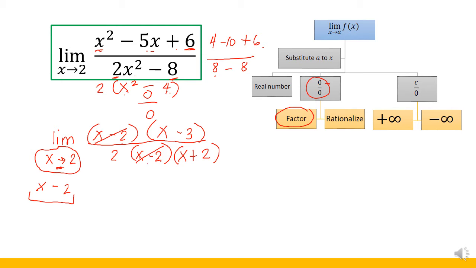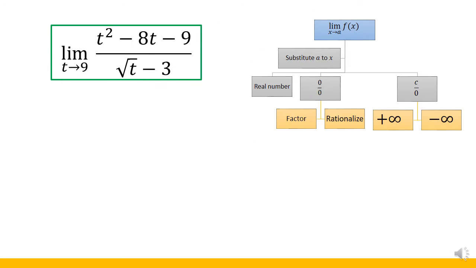So what you have now is x minus 3 over 2 times x plus 2. And as x approaches 2, we are now ready to substitute. We have 2 minus 3, which is negative 1. And then we have 2 times 2 plus 2, which is 4. And so our answer will become negative 1 over 8. This is the answer to the limit that's given on this slide.